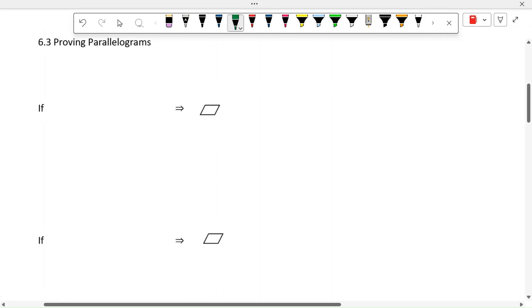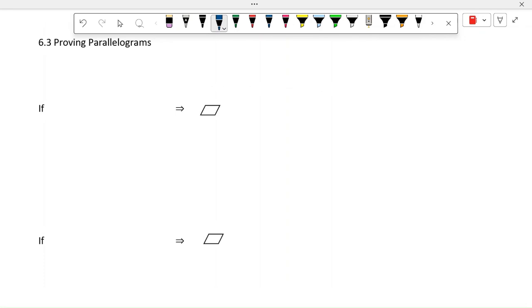So this is going to be section 6.3 on proving parallelograms. In the previous section, we had properties of parallelograms. If you knew something was a parallelogram, we know that these things are true. Now, going really with the converse of that, how can we prove something is a parallelogram?